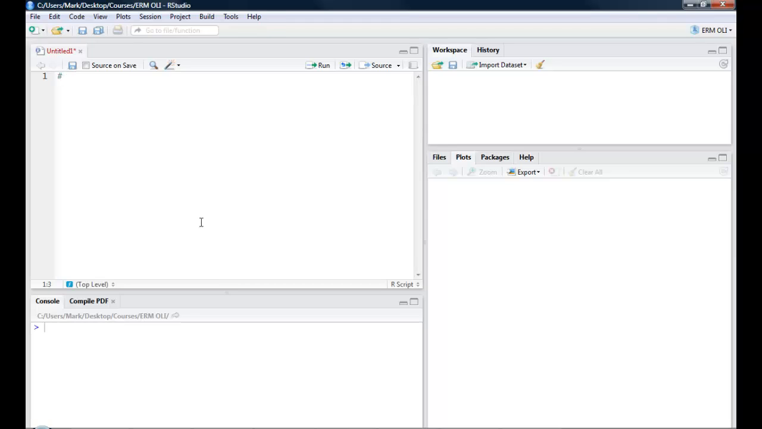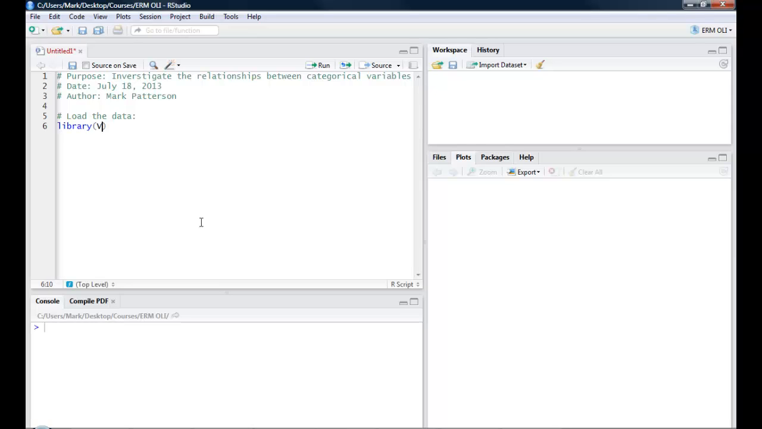So I'm going to start by writing the purpose is going to be to investigate the relationships between categorical variables. And the date is July 18th, 2013. And the author, I am Mark Patterson. So first, we're going to load the data. And again, we're going to use the VGAM library. And we're again going to use the xs.nz dataset.